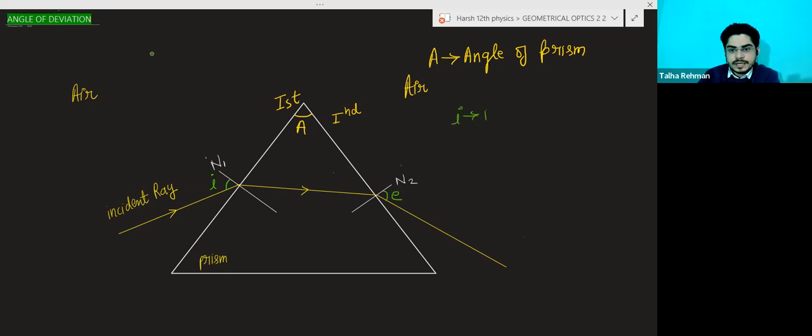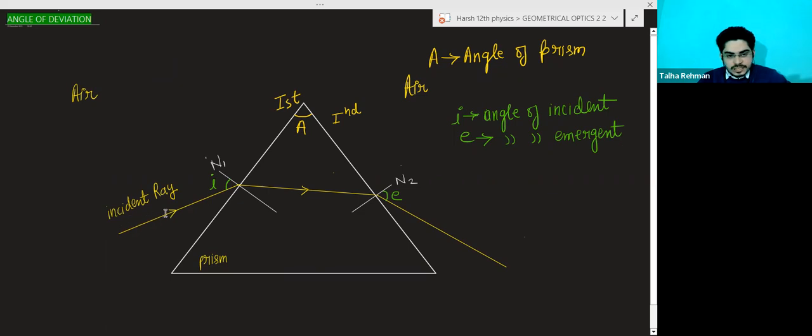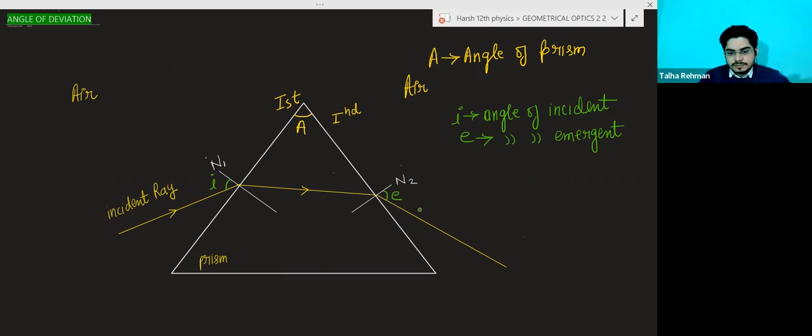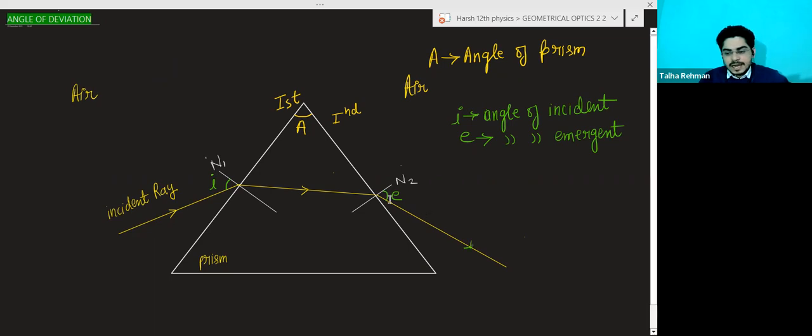What is i? i is the angle of incidence, and e is the angle of emergence. Okay, we want to find the angle of deviation. See what deviation means. This is the path of the ray initially and this is the path of the ray finally. So finally the light ray is going like this.